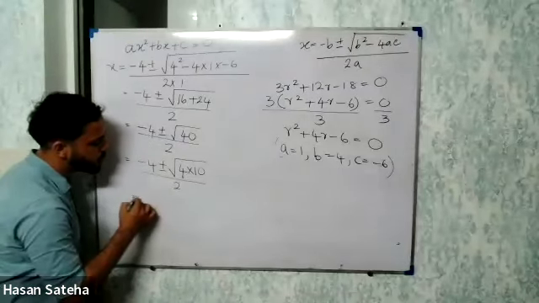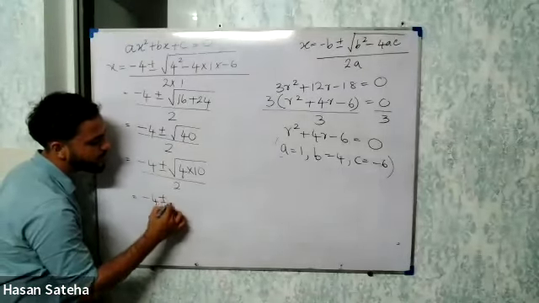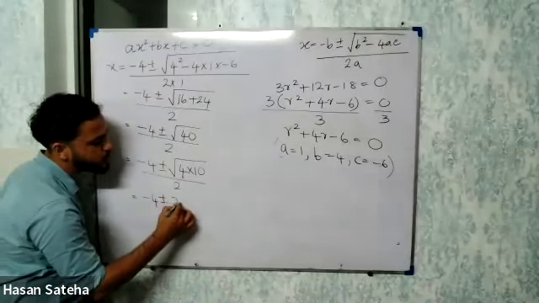Root 4 is equal to 2. So minus 4 plus or minus 2 root 10 divided by 2, right? Now they have given you the value of root 10, right? So before that, we'll try to get rid of the denominator here. To get rid of the denominator, both of them should have a common 2. Do they have a common 2? Minus 4 and 2? Yes, you can take a common factor 2 outside.